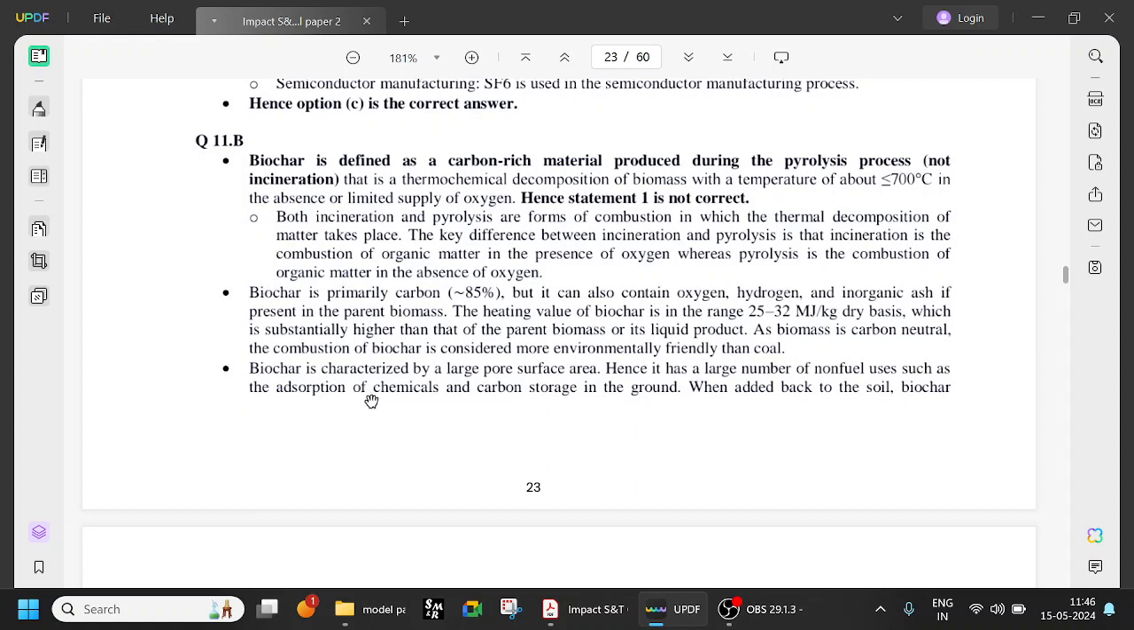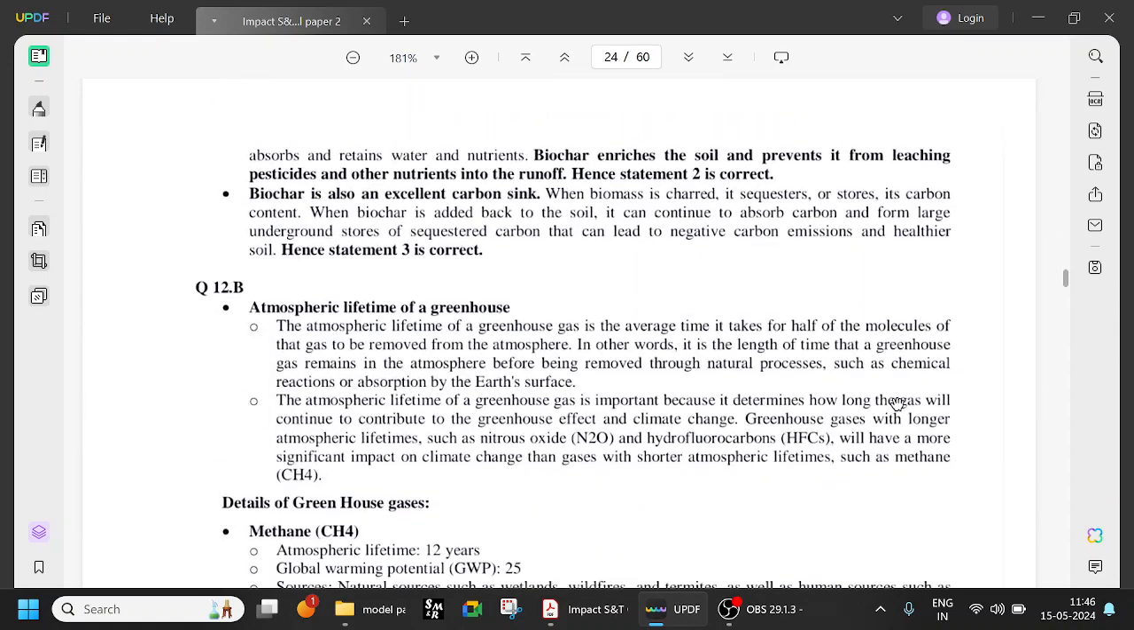Okay, so it adsorbs the chemicals and provides carbon storage in the ground when added back to the soil. Biochar absorbs and retains water and nutrients. Biochar enriches the soil also and prevents it from leaching pesticides and other nutrients into the runoff. Okay, so biochar has a lot of advantages.